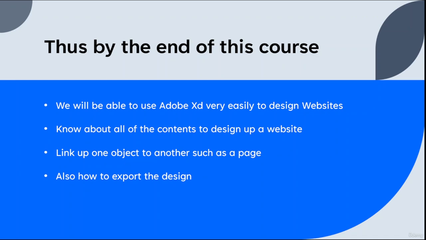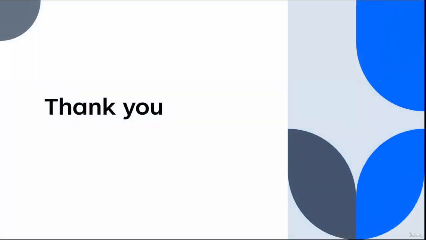Then we are going to link one object to another, such as a page. Just like I told you about prototyping, we are going to do that. And then we are also going to learn how to export the design. And by the end of this lesson, we are going to learn about two website makings, okay? One is going to be a website, or let's say a desktop, and one is going to be a mobile one, okay? So that is basically it for this intro, and I hope to see you in my first lesson of UI UX with Adobe XD.